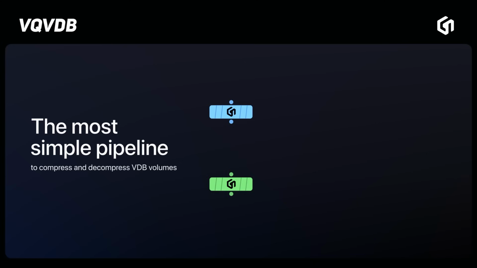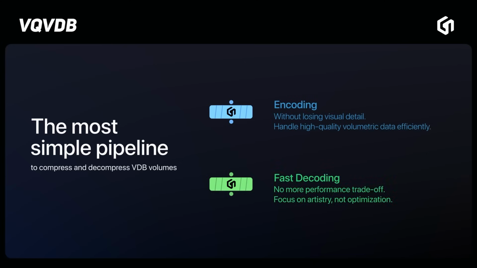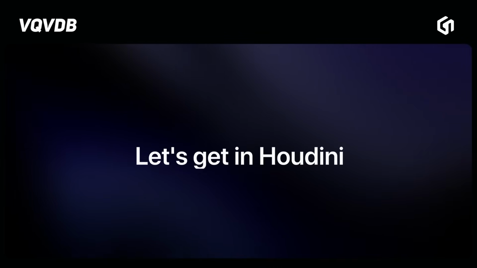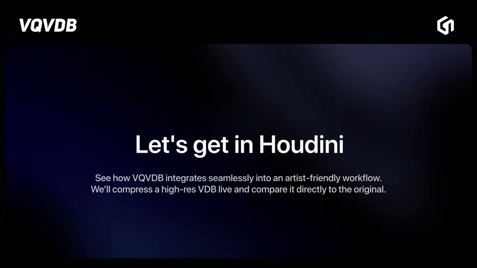As you can see, there are only two nodes, one encoding and one decoding. You can simply input the VDB into the encoding, it will compress the file into a .vqvdb format on disk, and then you can use the decoding node in order to pick that VQVDB file and decode it straight into Houdini. Let's open Houdini and see how that works in practice.